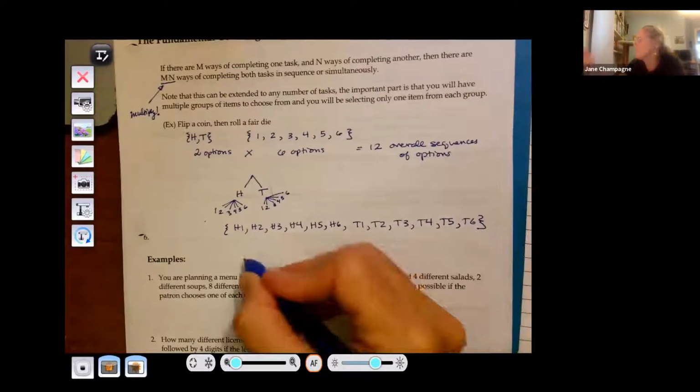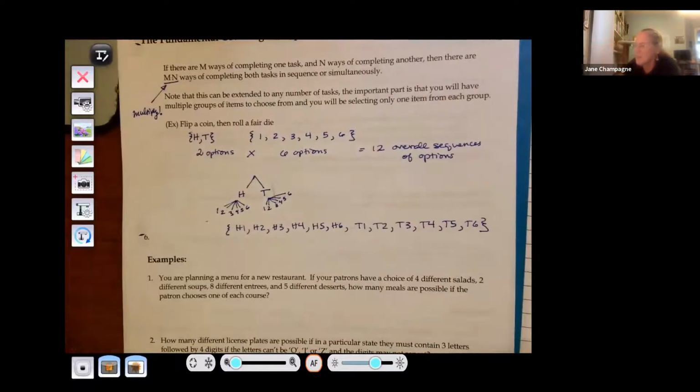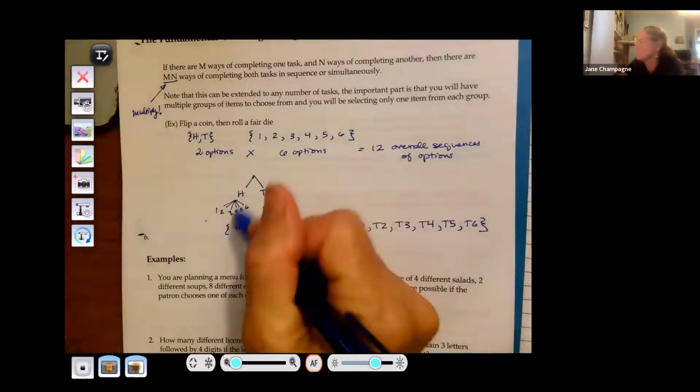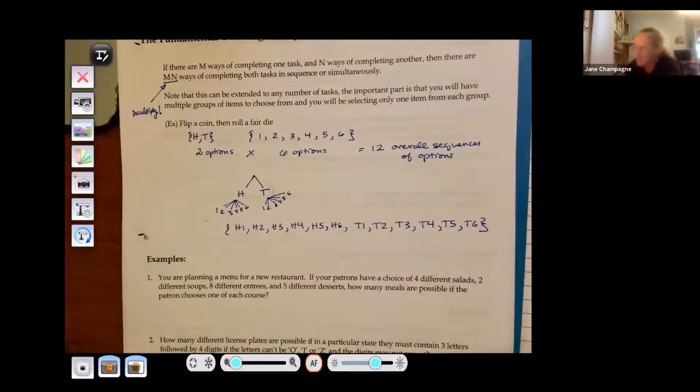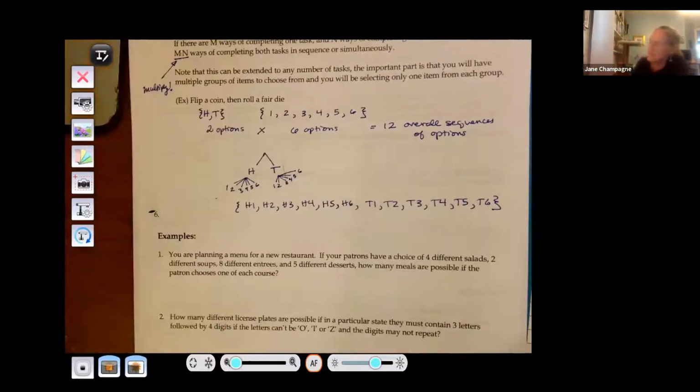So sure enough, 12 overall sequences. Okay, and you can kind of see the multiplication happening with the tree. All right, so some more examples.